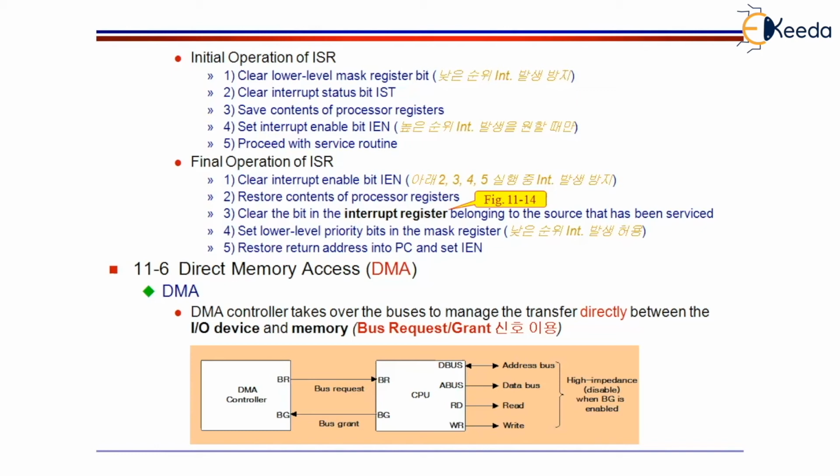Let us understand about the final operations of the ISR. What are these different final operations? That is, right after the interrupt service routine is executed, the final operations clear the interrupt enable bit. The interrupt enable bit will be cleared because right now an interrupt has been serviced. Now, if you want to use the interrupt facility again, the programmer should set this IEN. It depends on the programmer.